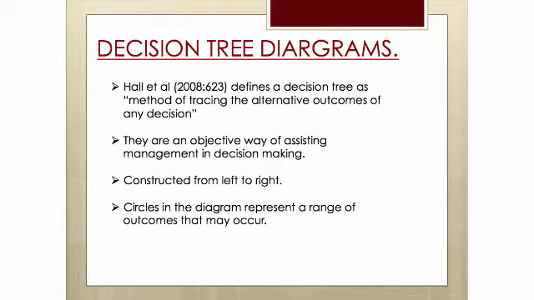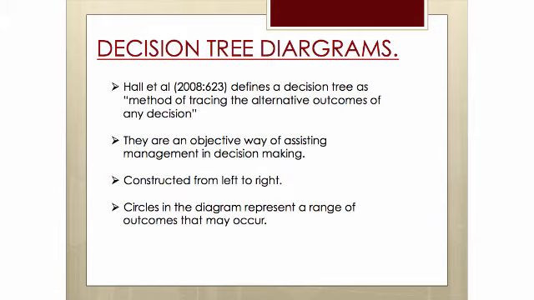Decision tree diagrams are also known as probability tree diagrams, as they show the probability of success and failure for each outcome. It is constructed from left to right. Each branch of the tree represents an option together with a range of consequences or outcomes and the chances of these occurring.